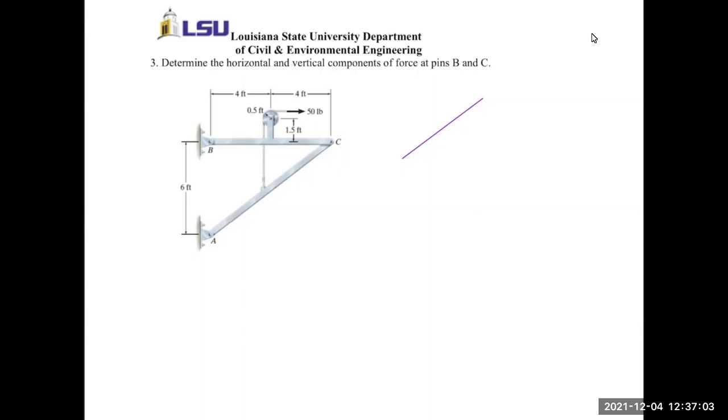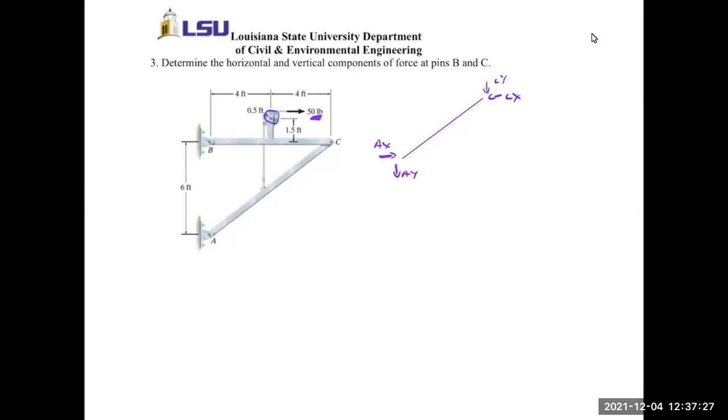So let's say CY is going downward. CX is going to the right. And then AY going downward as well. And then AX to the right. Okay. And then as we can see right here, there's a 50-pound force at this pulley right here.